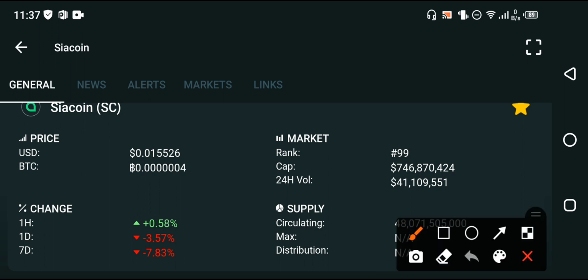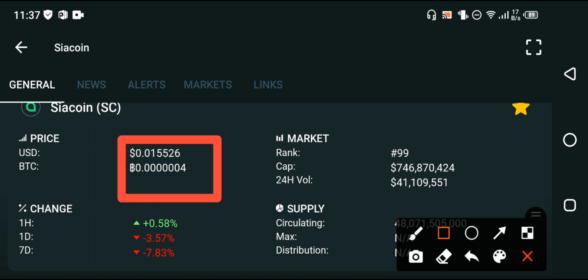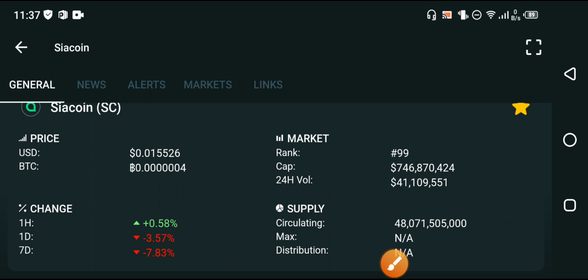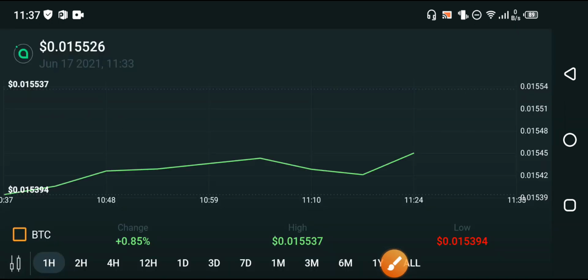At this time, the latest price of the Siacoin is 0.015526 USD. That is the latest price of the Siacoin. On the other side, if we look at the price changes of the Siacoin, the last 1 hour price change is positive. The last 1 day and last 1 week changes in the Siacoin are completely negative, my friends. Only the previous changes are going wrong, and the latest change in the Siacoin at this time is going good, my friends.